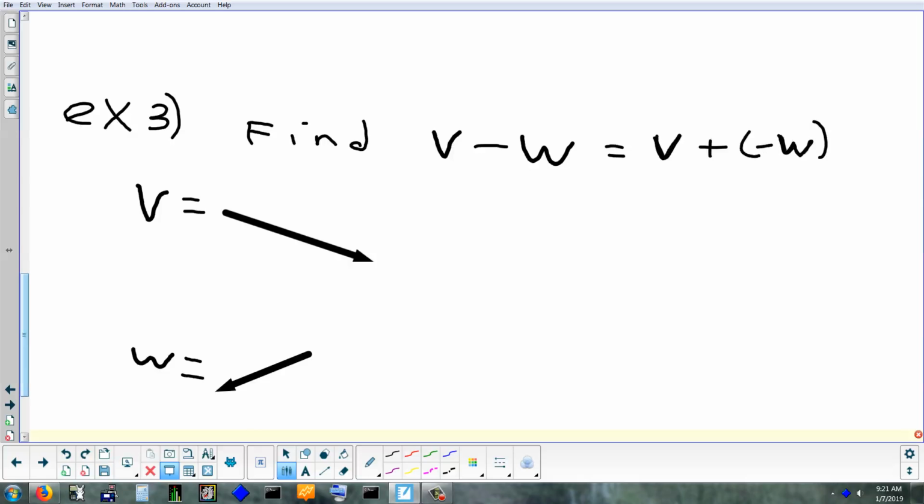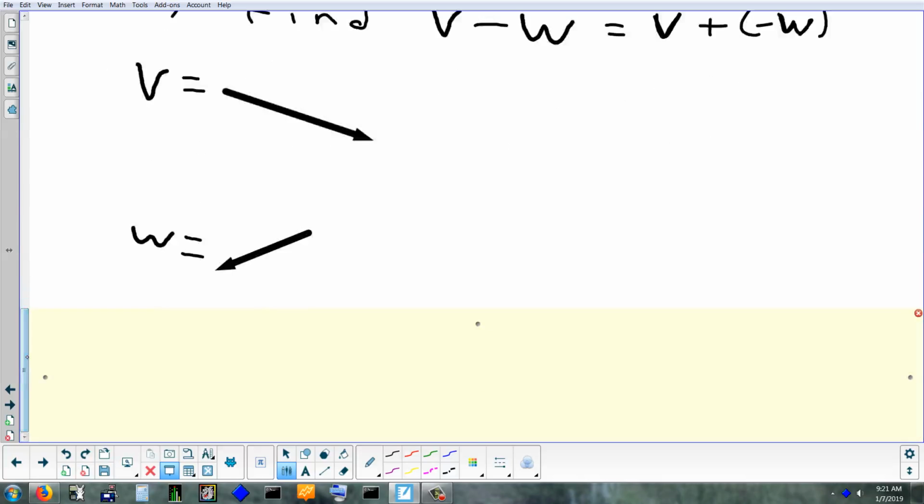Again, all my letters are bold when I'm talking about vectors. I'm not going to keep tracing over them 100 times. All right, so in order to do v plus negative w, do I have v? Yes, I do. Do I have negative w? No, you do not. I need to find it. So to get negative w, what did we say we have to do? Change the direction. Yeah, just change the direction. How about the length? Should I change that? No, you keep the length.